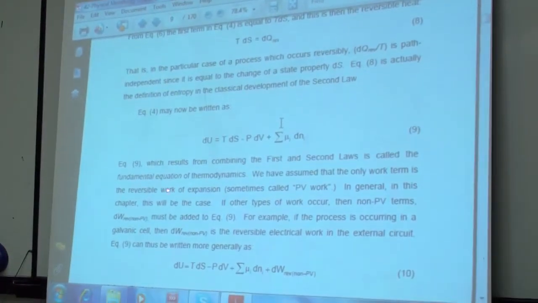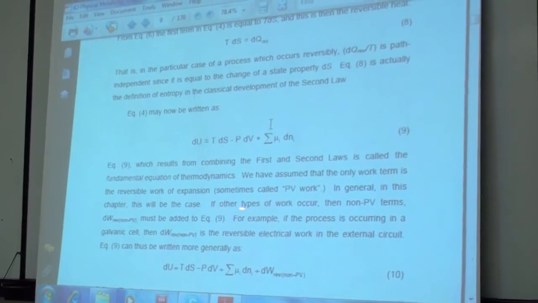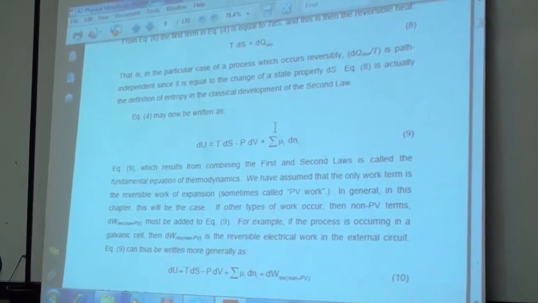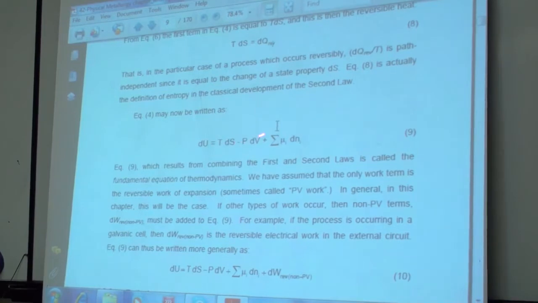Assuming the only work term is the reversible work of expansion, in general, this will be the case. If other types of work occur, because this is the reversible PV work, then you have to expand the fundamental equation to add a reversible non-PV work term. The only time in this course, I'll talk briefly about it, where this is important is when we're talking about an electrochemical cell, where this would be your reversible electrical work. If you're doing electrochemistry and you're measuring reaction Gibbs energies by a galvanic cell, or if you're running an electrochemical process like the Hall process for aluminum, you've got to add that term.